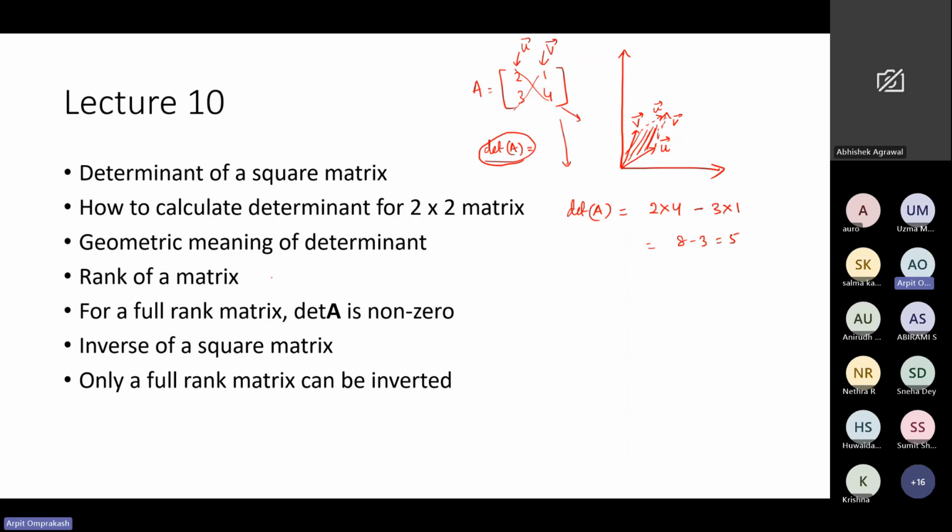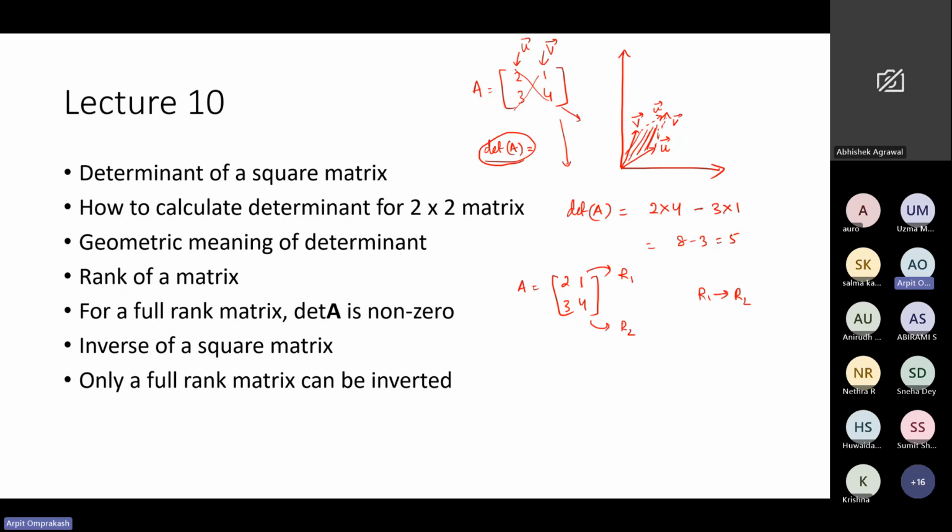Then it talks about the rank of a matrix. So let's say we have the same matrix again, 2, 1, 3, 4. The rank of this matrix will be the number of linearly independent rows or columns that it has. Linearly independent means basically, let's say we have this row, which is row one, and this row, which is row two. It should not be possible for us to generate row two from row one.